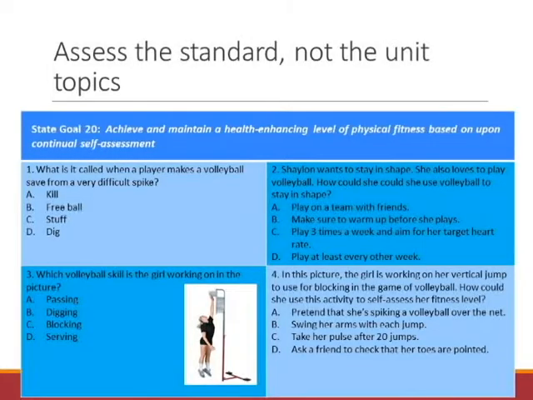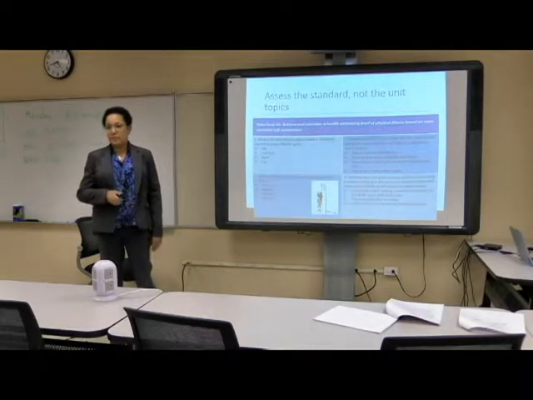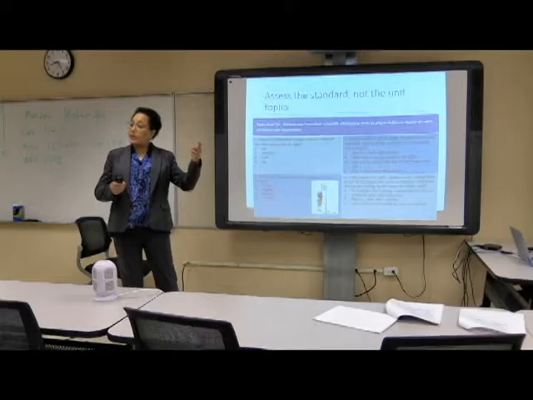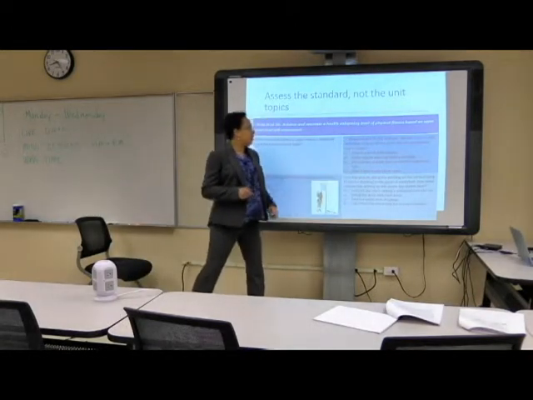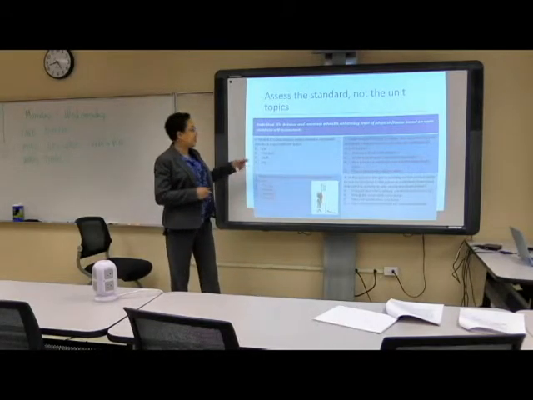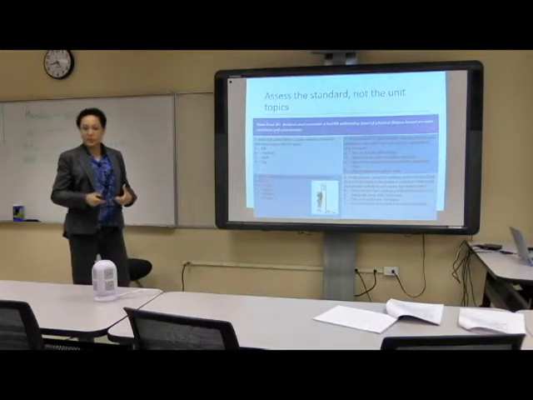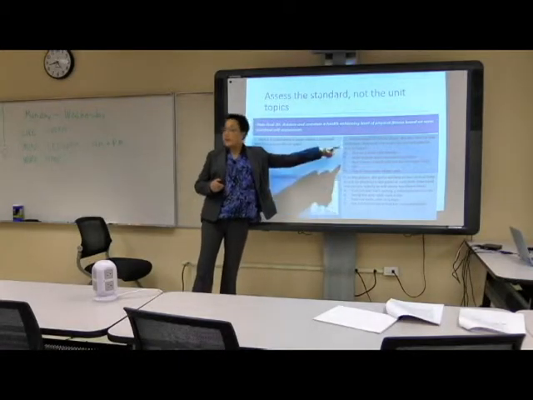In this question, in this picture, the girl is working on her vertical jump to use for blocking in the game of volleyball. How could she use this activity to self-assess her fitness level? The language of the standard is in the question. Bonus. If the language of the standard is in the question, maybe that's the way we should be thinking about addressing some of those questions. Using volleyball to stay in shape sounds like physical fitness, and staying in shape sounds like self-assessment. Is the standard actually addressed by the question? Not the unit topic. I'll be able to ask this question anytime in the year.